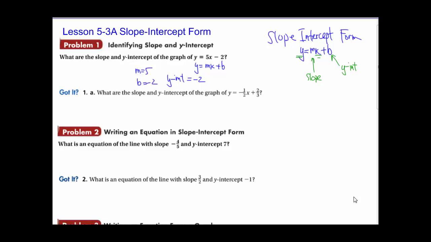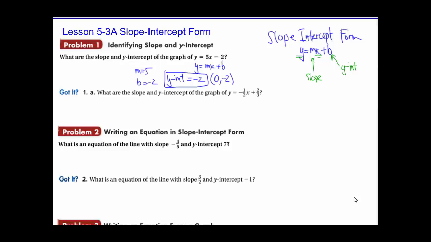Another way we can write the y-intercept, besides y-intercept equals negative 2, is as a point, since it is a point at which the graph crosses the y-axis. So we could say (0, negative 2).